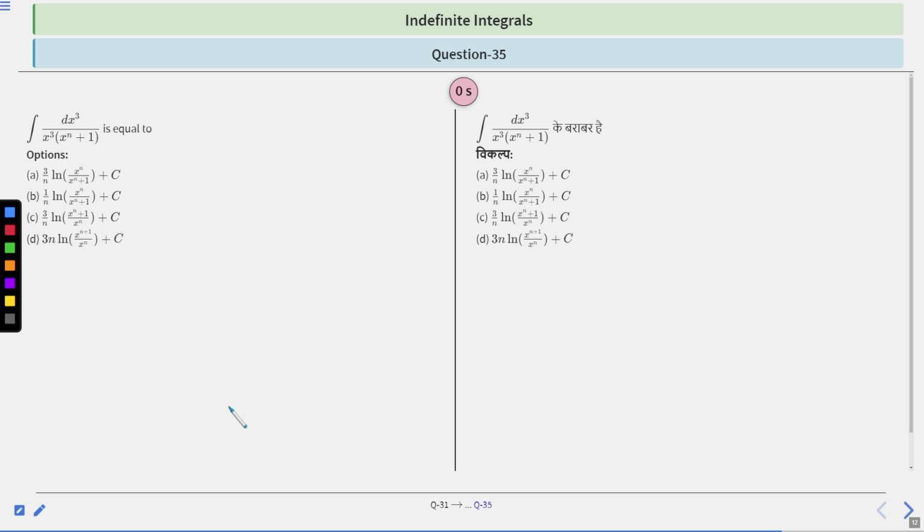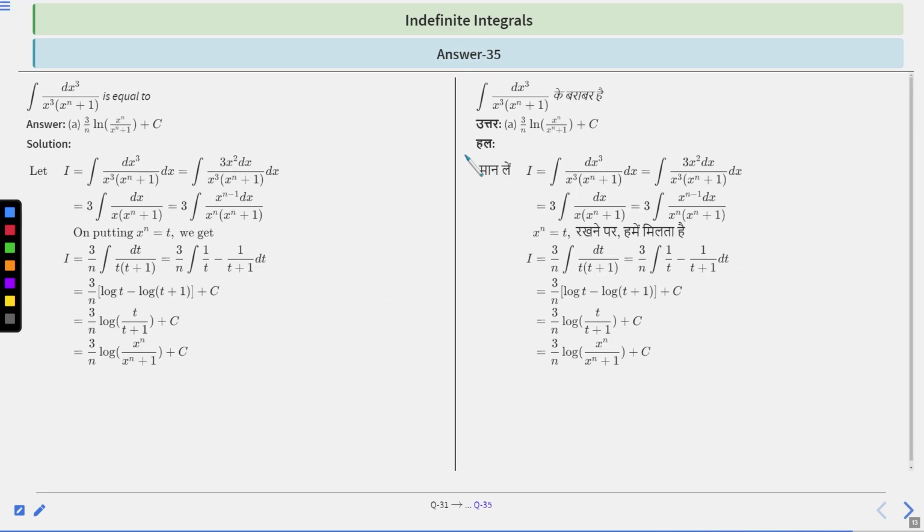Okay, let's move to the solution part. As we have discussed, integration of dx cubed upon x cubed plus x cubed into x to the power n plus 1 dx is equal to 3x squared dx upon x cubed into x to the power n plus 1 dx. Therefore, 3 times integration of dx upon x into... 3x squared and x cubed will cancel out. So it will be x times x to the power n plus 1, right? Therefore, 3 will be out, right?